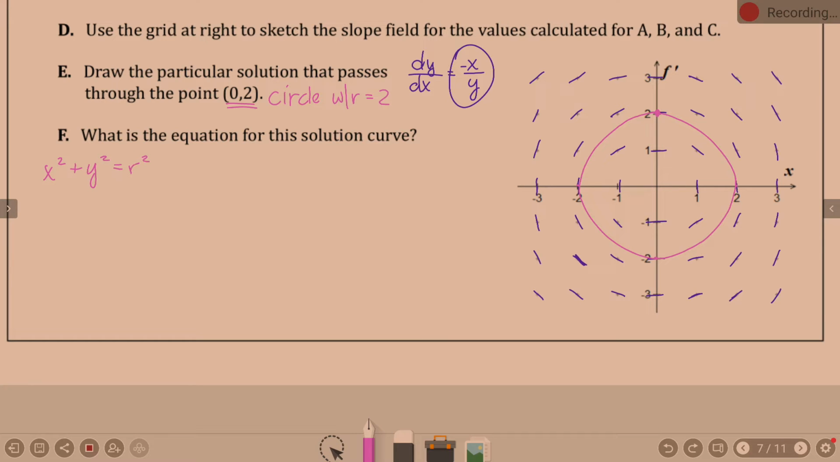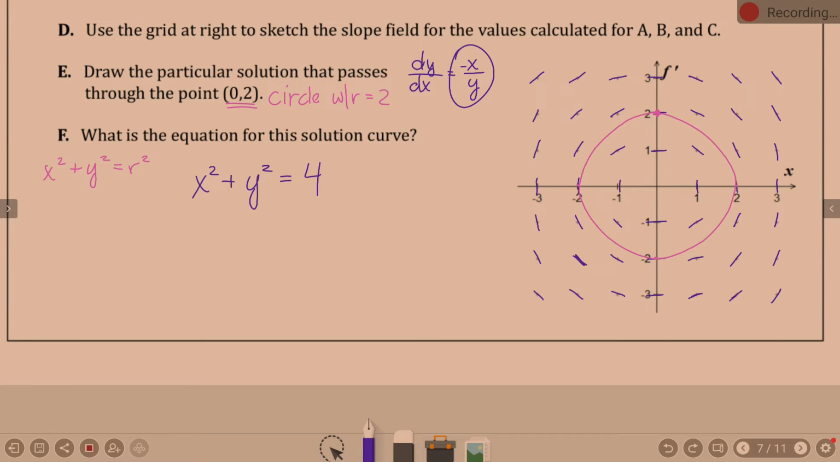Got it? You tuck it into the need to know information bank there. Okay? Area of circle. Equation of a circle. x squared plus y squared equals r squared. So in this particular problem, we would be talking x squared plus y squared equals 4. It doesn't specify, it just says what's the equation for the solution curve. So x squared plus y squared equals 4 could be one.